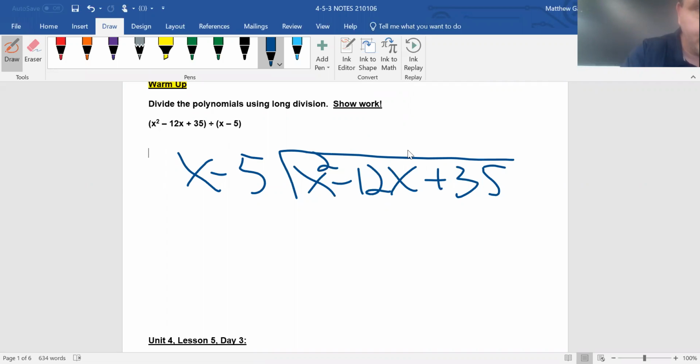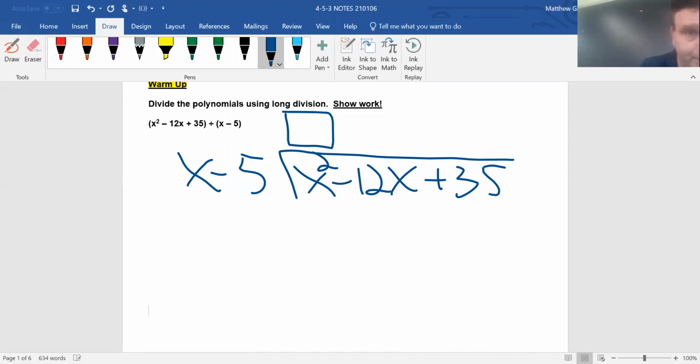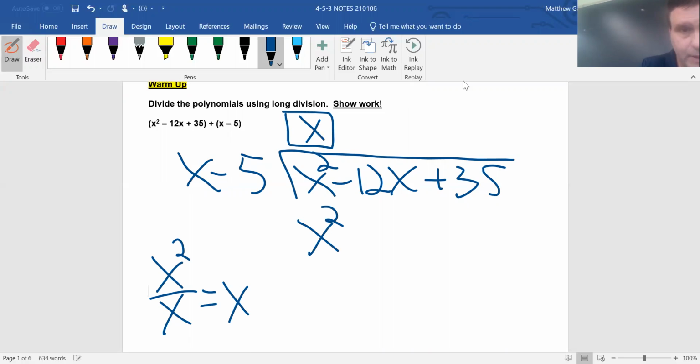The first objective is to come up with a term that when multiplied by x gives us x squared. So we're going to divide x squared by x. So x squared divided by x is x. That goes inside the box. Then apply the distributive property counterclockwise. The x times x is x squared. The x times minus 5 is minus 5x.